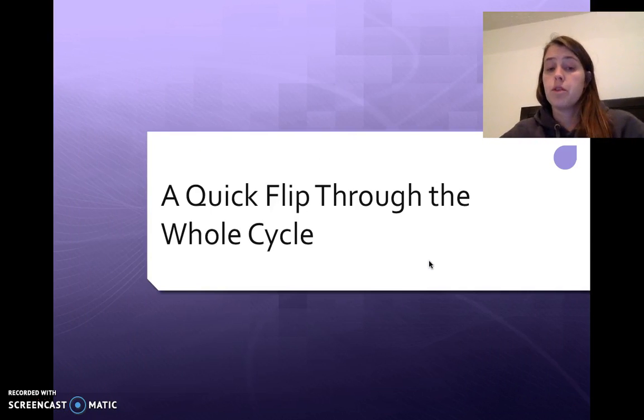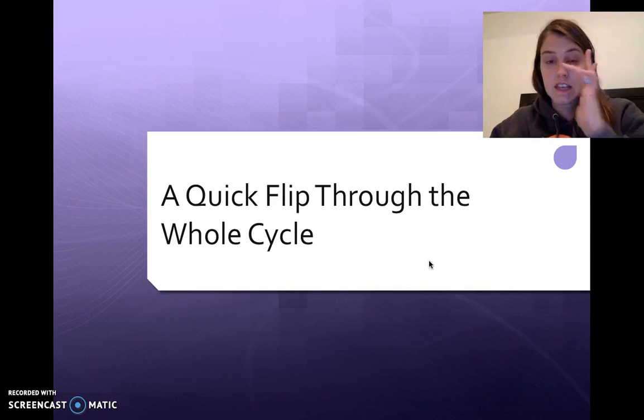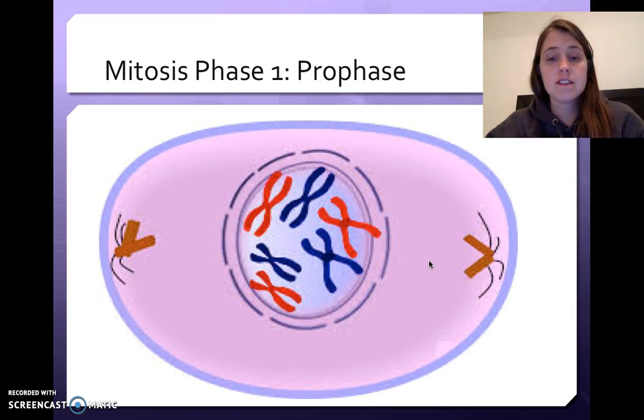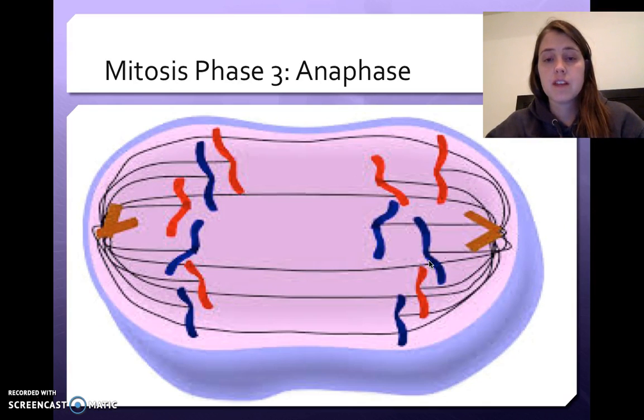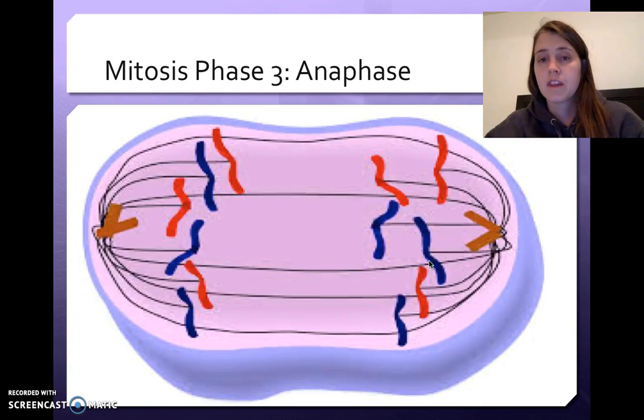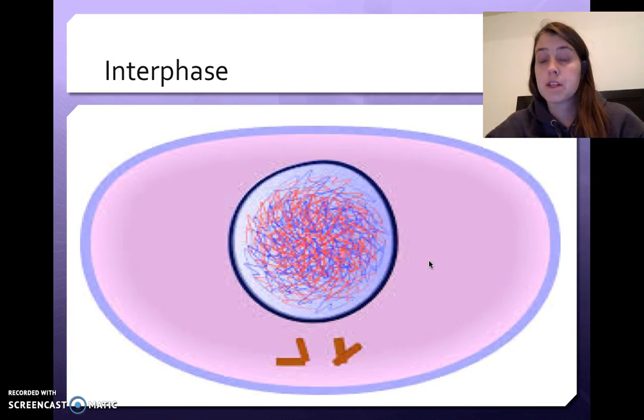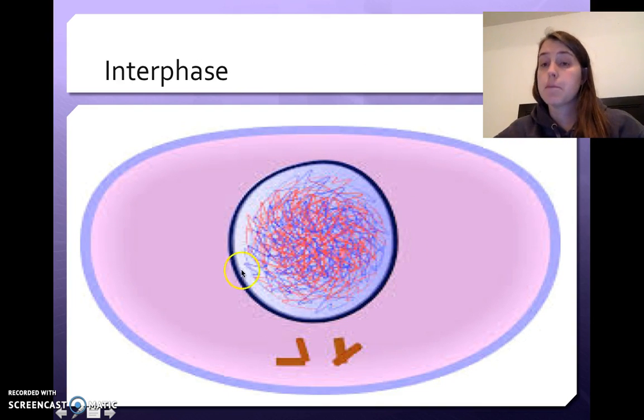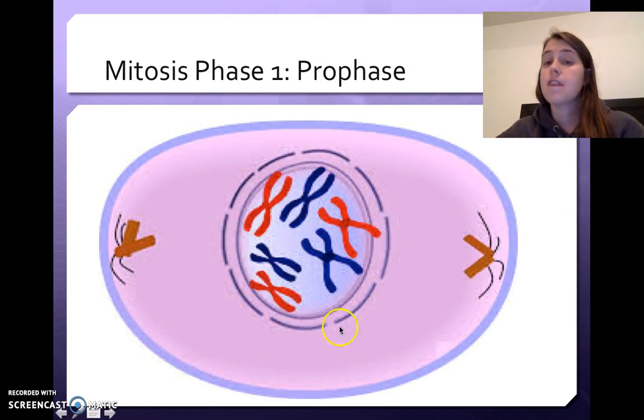So a quick flip through the whole cycle so you can see it all go together. Interphase, prophase, metaphase, anaphase, telophase, cytokinesis. Once again, I want you to see it. So remember, this is a part of the cell cycle. So interphase: growing, developing, copying DNA, making copies of organelles. Then now we're in the mitotic phase, or mitosis.